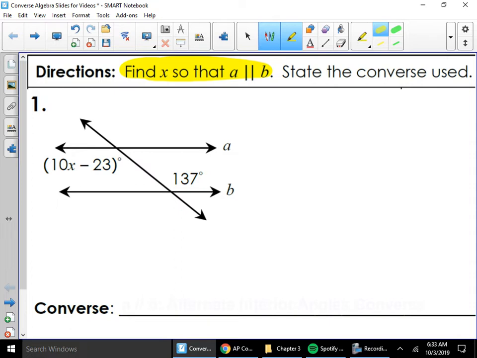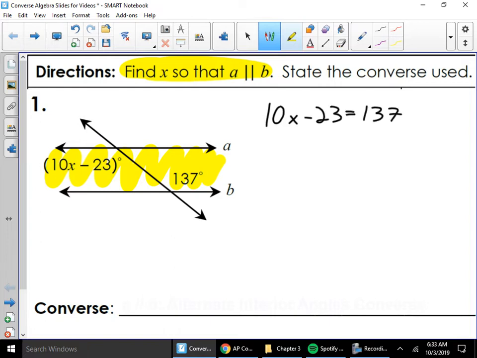So if we look at the kind of angles we have, these are interior between those two lines A and B, and they're on opposite sides of the transversal. So these are alternate interior angles. In order to ensure A and B are parallel, alternate interior angles need to be equal.